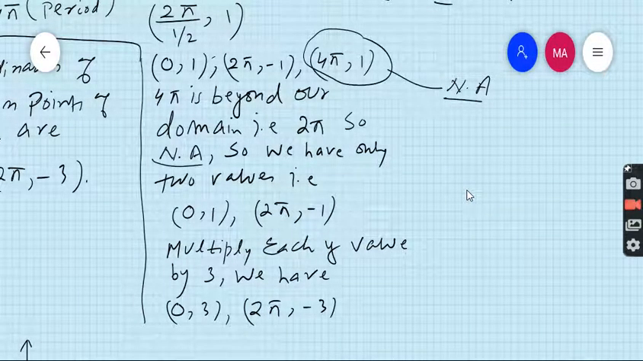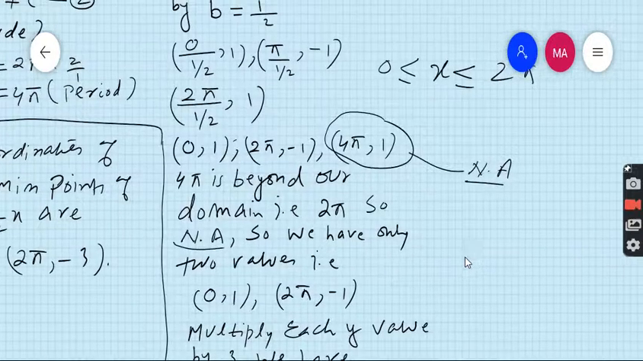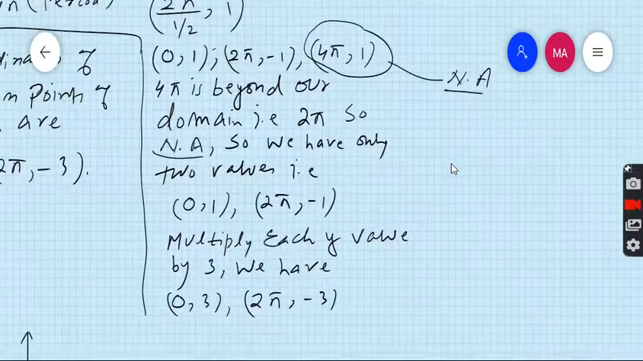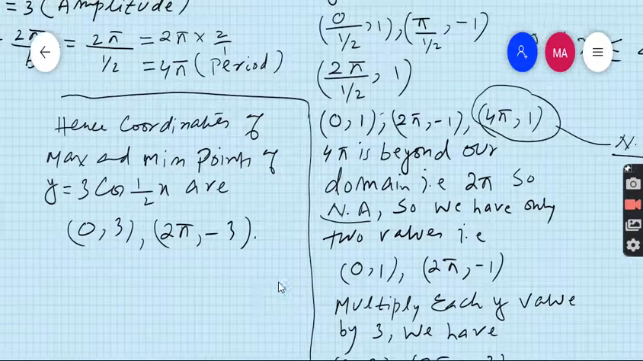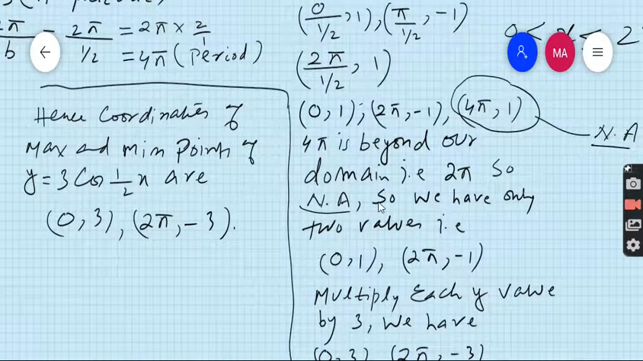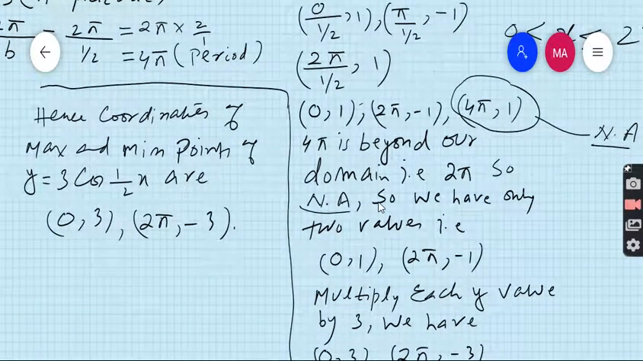Now because our amplitude is 3, we have already defined our amplitude is 3. So we should multiply each value of y by 3. What is y? The second value. So 1 multiplied by 3 is 3 and minus 1 multiplied by 3 is minus 3. Hence coordinates of maximum and minimum point of y equals 3 cos 1 upon 2x are 0 comma 3 and 2 pi comma minus 3.